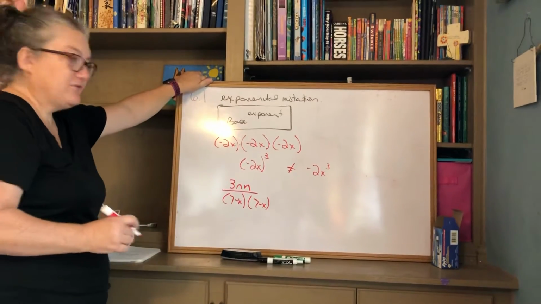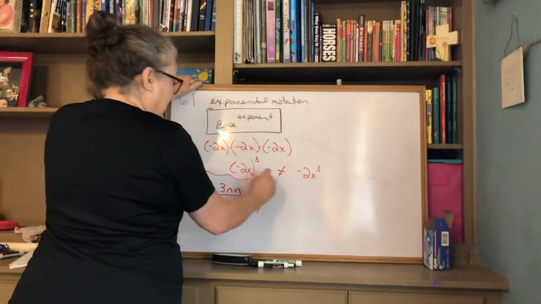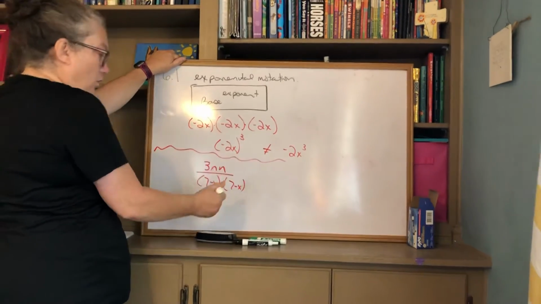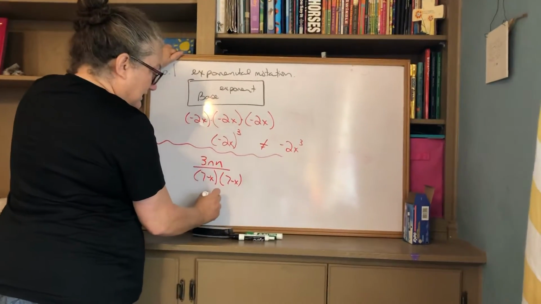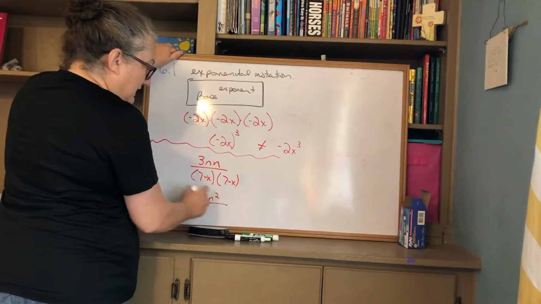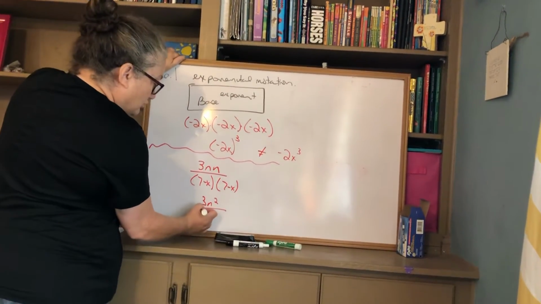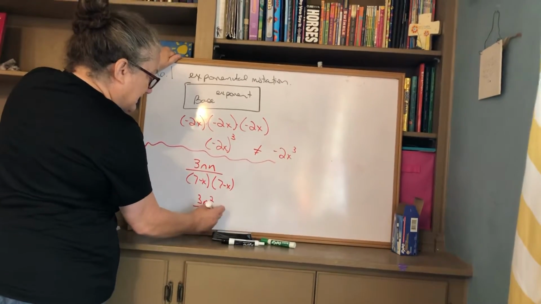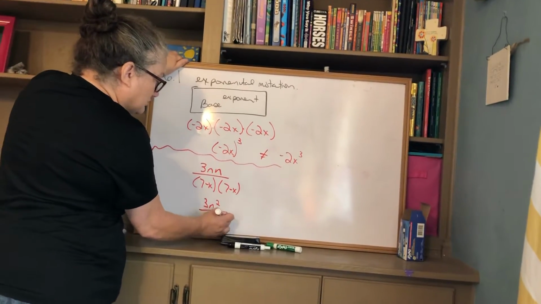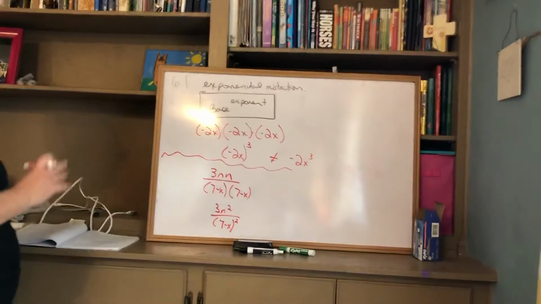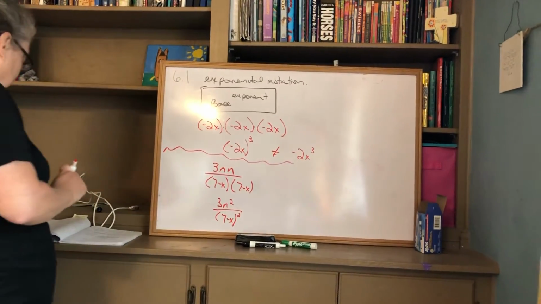Okay, we're going to simplify this in exponential notation. So here in the numerator we have 3n squared. And in the denominator, what's being repeated is 7 minus x. And we have that 2 times. So we write 7 minus x in parentheses and put a little square symbol. Okay, so that's good enough for now. We'll simplify that a little bit more in coming times.